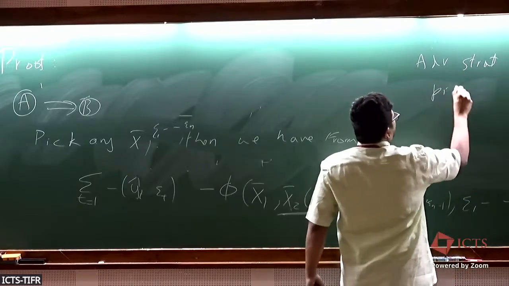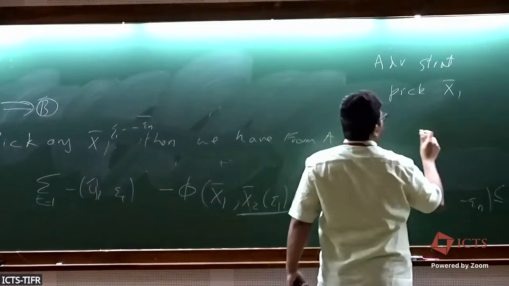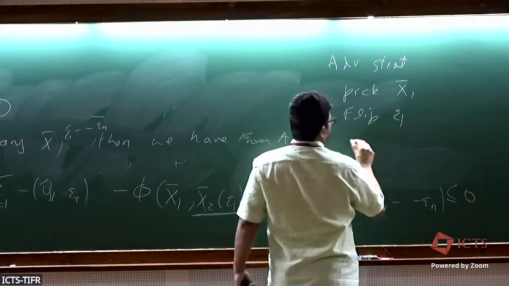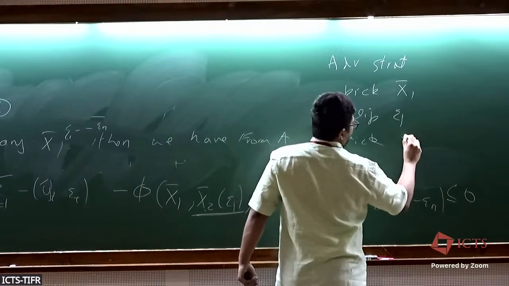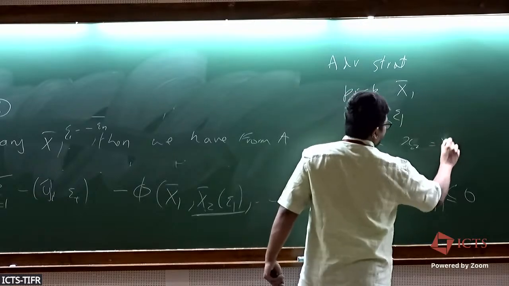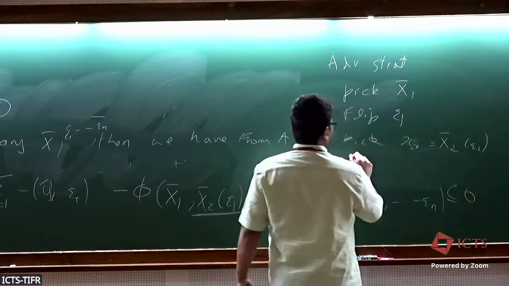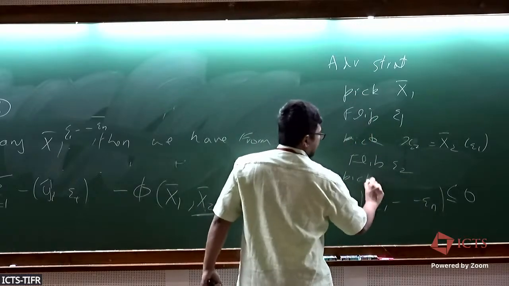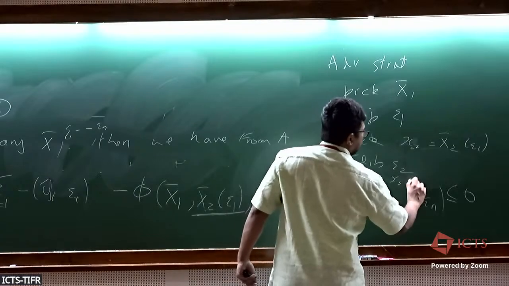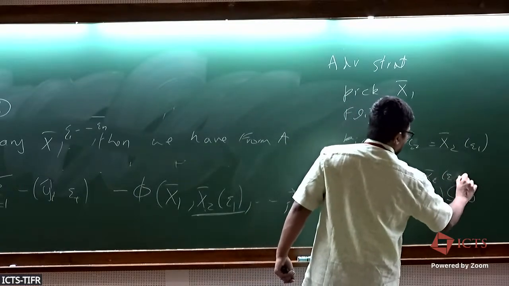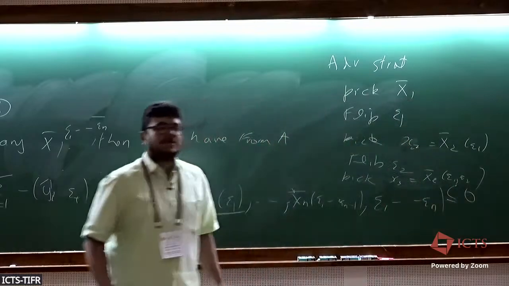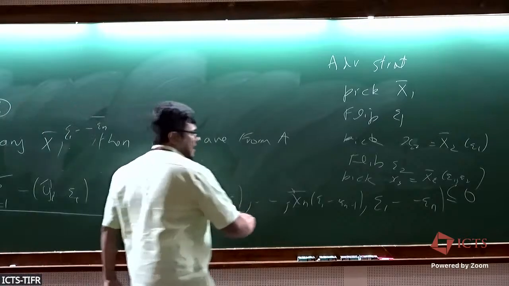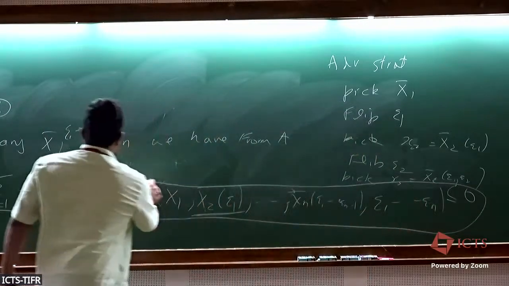Then the adversary strategy is: pick X bar 1, then flip epsilon 1, pick X2, the small x2 equal to X bar 2 of epsilon 1, and then flip epsilon 2, and so on, right? Pick X3 equal to X bar 3 of epsilon 1 comma epsilon 2, and do this all the way through, okay? And if you did that, then because for any sequence we are guaranteed this, you get the following bound here.